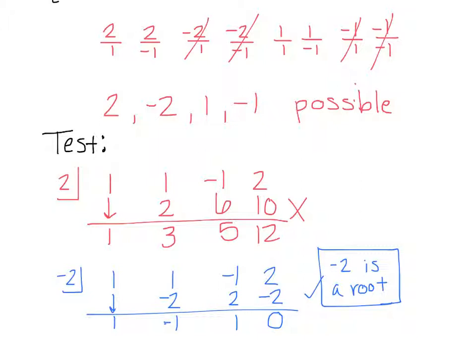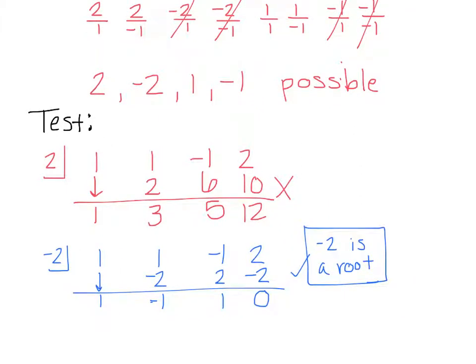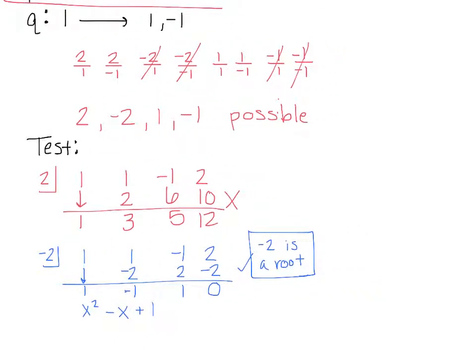So what that leaves us with is x squared minus x plus 1. So that's what we're going to test the other ones on. Okay, so I'm going to use 1. And my coefficients are 1, -1, and 1. That one didn't work. Okay. I have a thinking process going on here.